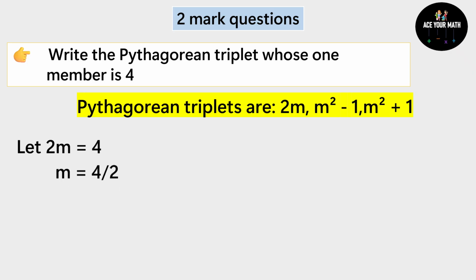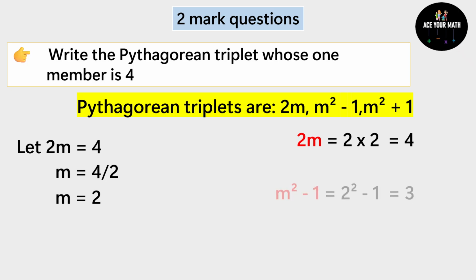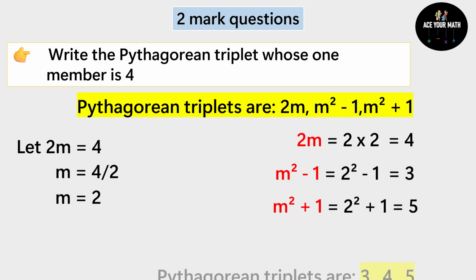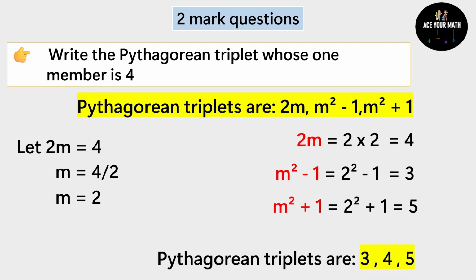So from here you will get the value of m as 2. So you can again put the values. See, 2m again will give you 4. In m square minus 1, put the value of m as 2. You will get the answer as 3. In m square plus 1, put the value of m as 2. You will again get the answer as 5. So what are the three Pythagorean triplets? These are 3, 4 and 5.